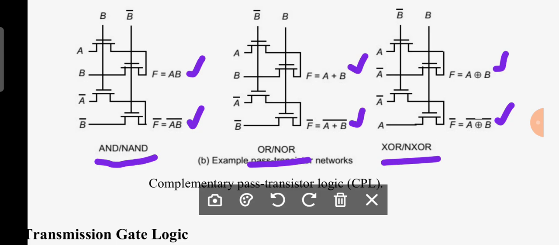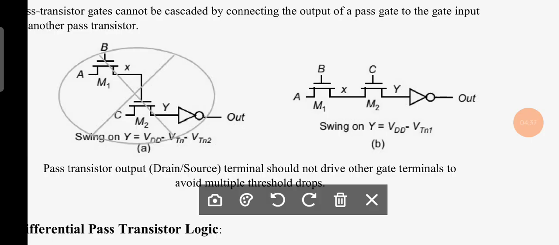Is it understood? Once again I am telling you, are you clear how to replace pass transistor logic with transmission gate logic? I would like to talk about a very important thing here: while designing your circuitry with the help of pass transistor logic, you have to keep a very important point in mind. The output of one pass transistor logic should not act as a control signal to another pass transistor logic. That means this type of connection should not happen in PTL.